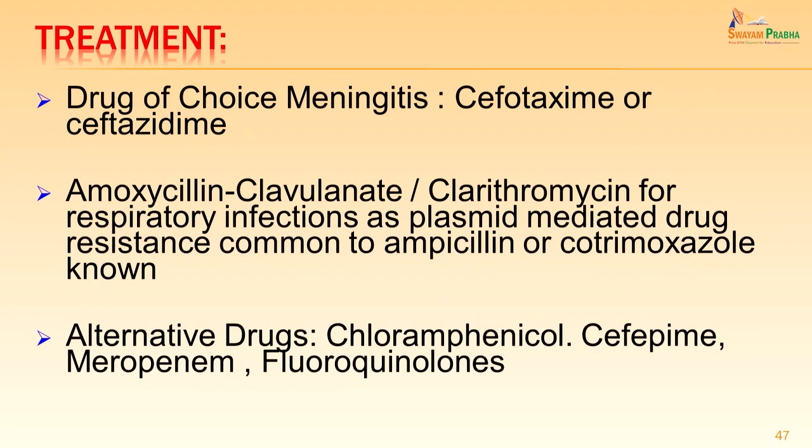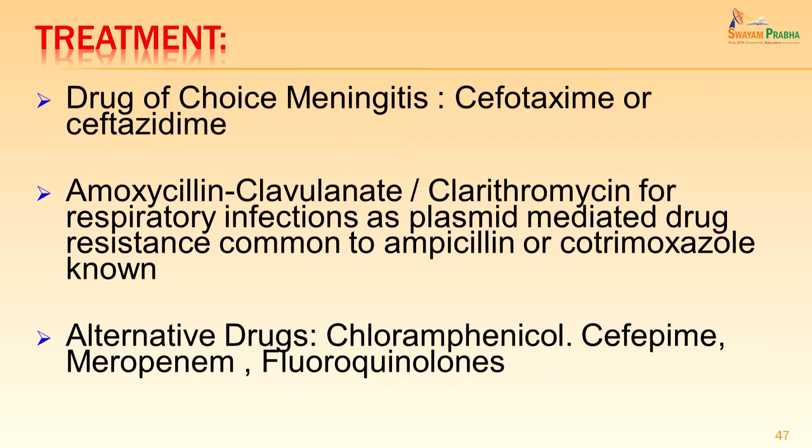The drug of choice for treatment of H. influenzae is cefotaxime or ceftazidime. Amoxicillin-clavulanic acid or clarithromycin is generally preferred for respiratory infections because plasmid-mediated resistance is being reported to ampicillin or cotrimoxazole. So, currently the drug of choice for respiratory infections becomes amoxicillin-clavulanic acid or clarithromycin, and the drug of choice for meningitis is cefotaxime or ceftazidime.